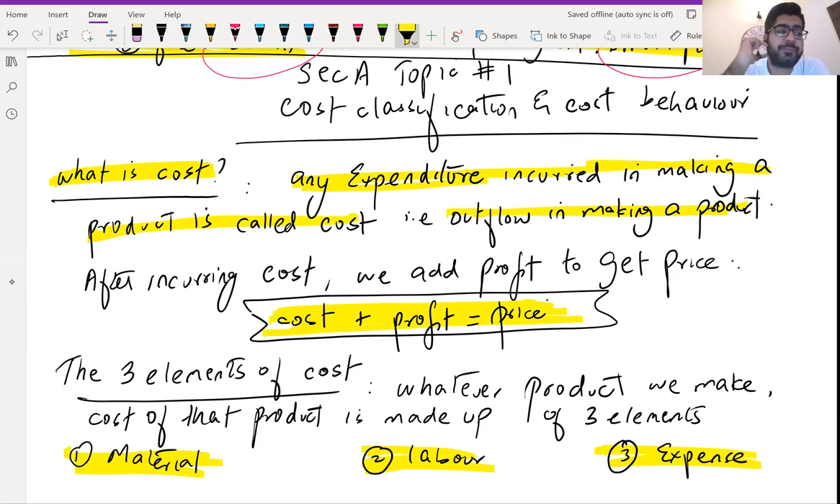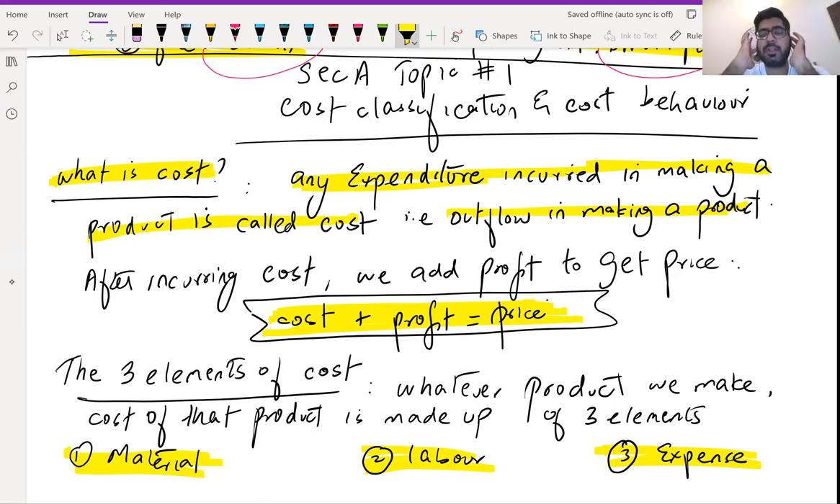That is called cost. Like, for example, consider a bakery owner. He's making a cake. Do you think the cake would be made for free? No. He will incur some expenditure in making that cake. That is called cost. Like if he spends $5 on making that product, $5 is the cost.